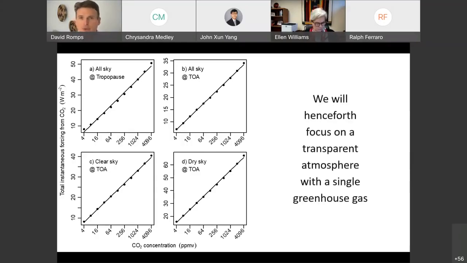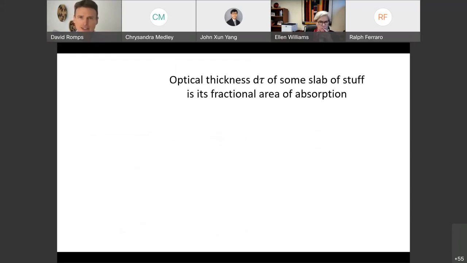And so we'll henceforth focus on thinking about an atmosphere that is completely transparent to long wave, except for the presence of a single well-mixed greenhouse gas. And of course, our focus will be primarily on that greenhouse gas being carbon dioxide. Okay, so moving on then with this exploration of what causes this behavior in a dry atmosphere, the single well-mixed greenhouse gas. Now, in the abstract for this talk, I said that the one prerequisite for understanding this talk was knowing what optical depth is.